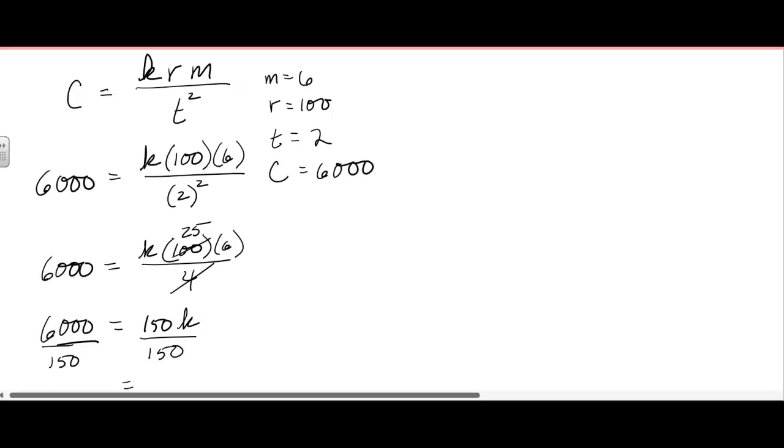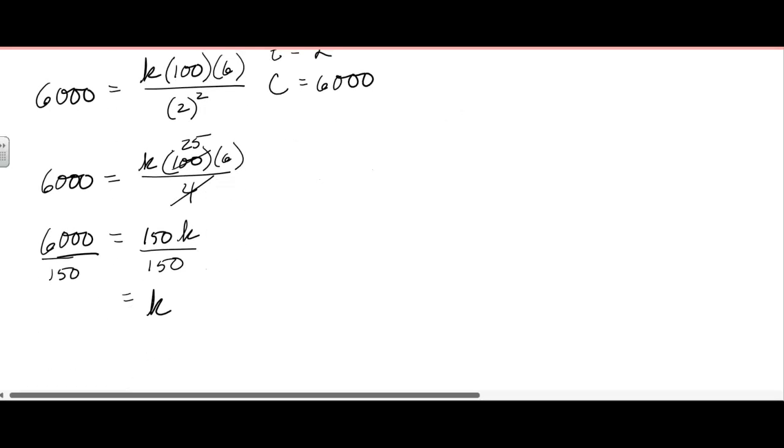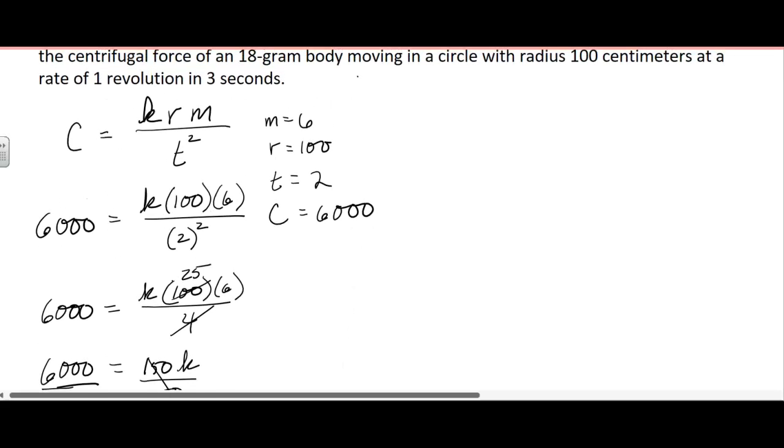And so I should get a K of, those cancel, it's going to be 40. But again, I'll double check. 6,000 divided by 150 is 40. So now we know K. All that tells us then is K. So now we have a formula: C equals 40 times the radius times the mass divided by the time squared.